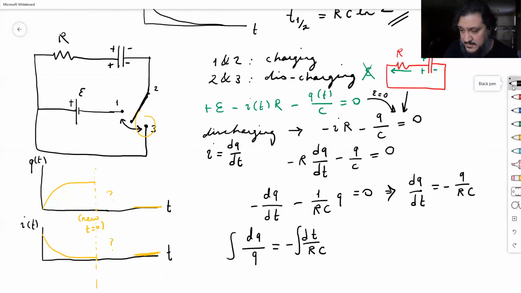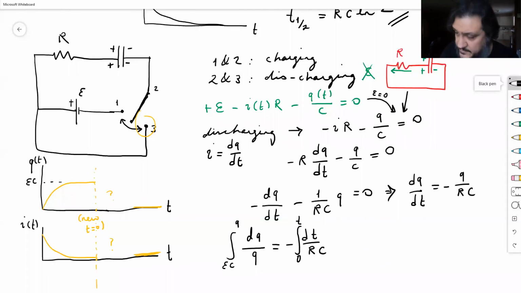So the initial charge was this number here, EC, right? The initial charge was EC. Now I'm down to some charge that I don't know, Q. That happens when time is T, and the lower limit is 0.